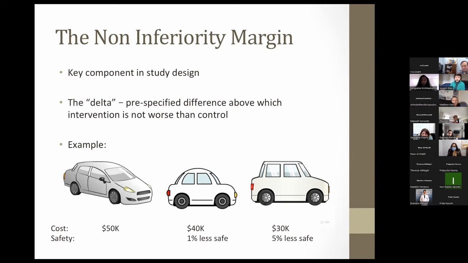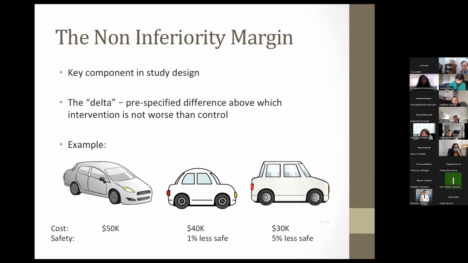Someone else might be like, 5% less safe is totally fine. I'm going to save the money and pay $20,000 less. I'm going to get the third car. So for that person, they're drawing the line at say 5% or more than 5%. So that is that person's non-inferiority margin, right? So it's really the risk that you're willing to accept for the new treatment in comparison to the control that you're pitting it against.